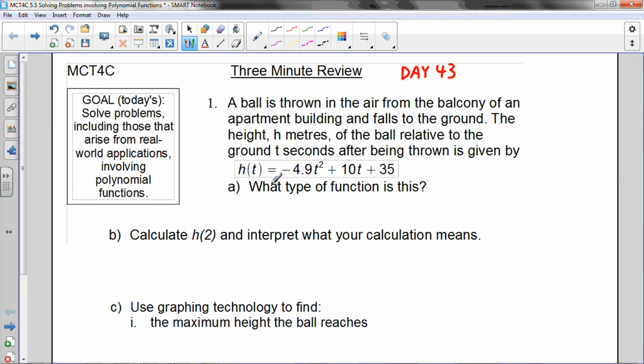What type of function is this? Well, it's a degree 2 function. It's a quadratic. If you said parabola, that works as well. And calculate h at 2. Well, h at 2 is however we'd like to do this. We practiced the other day a number of ways of evaluating polynomial functions, but probably just putting this into a calculator exactly as it appears in one step, you get, hopefully, 35.4.